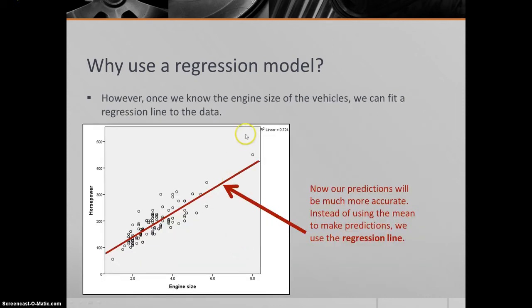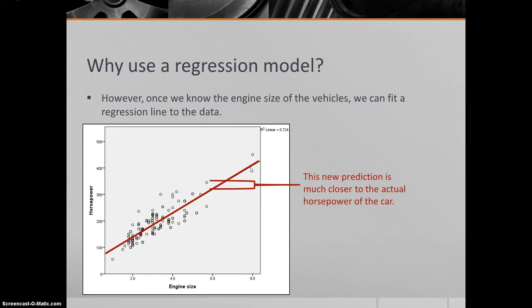Now that we have the other information about the engine size, we can create this regression line. So again, this line basically minimizes the distance between the points. You could think of it as the slope of this relationship, which can be graphed in a mathematical equation. So now our predictions, knowing this, are going to be much more accurate because we're going to make the predictions using this regression line. So I'll show you what we mean by that.